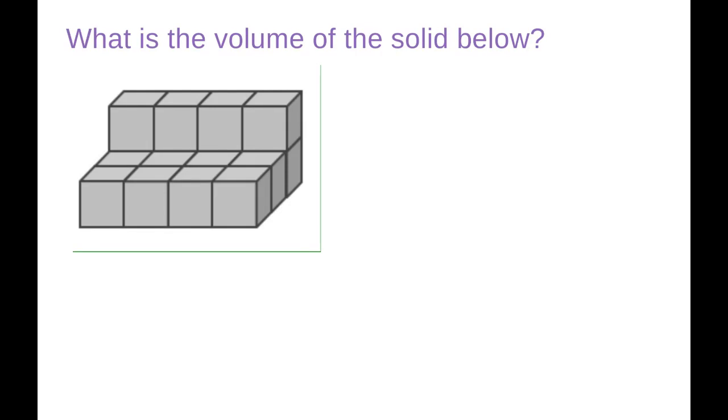So for the first layer, we can see here that the first layer shows us the length, right? We can see that there are 4 cubes that make up the length. We can also see the width. We see that there are 3 cubes that make up the width. Okay, we can multiply 4 times 3 and that'll give us 12. So on the bottom layer of the prism, there are 12 cubes there.